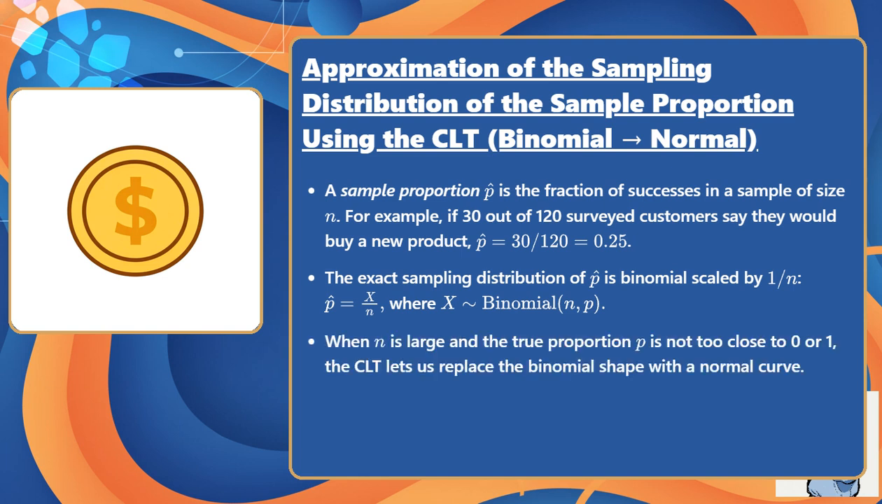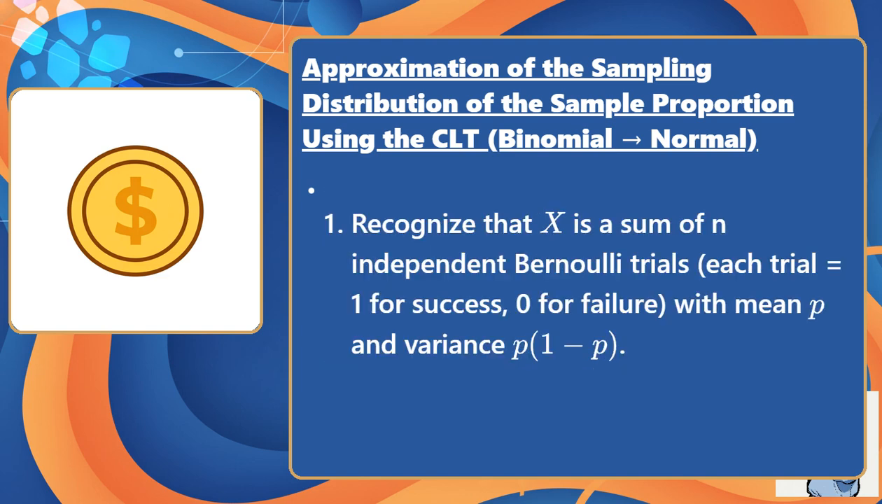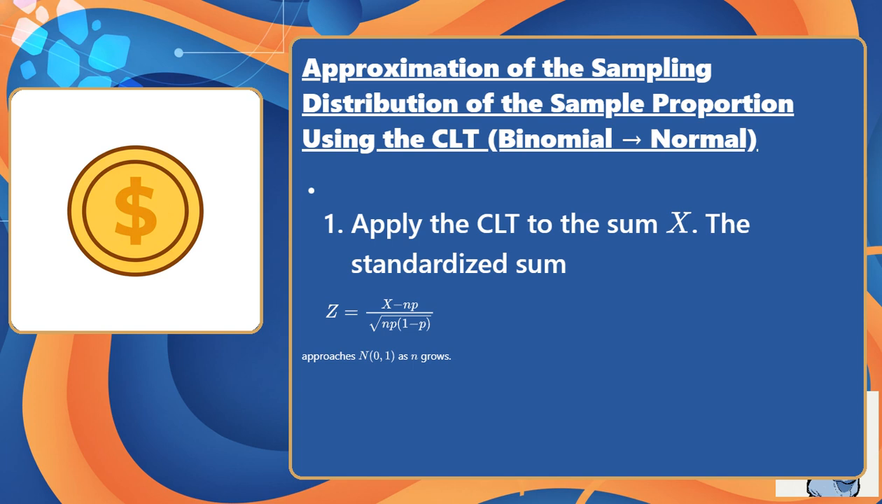When n is large and the true proportion p is not too close to 0 or 1, the central limit theorem lets us replace the binomial shape with a normal curve. The key steps are: Step 1. Recognize that X is a sum of n independent Bernoulli trials. Each trial equals 1 for success, 0 for failure, with mean p and variance p times 1 minus p. Step 2. Apply the central limit theorem to the sum X. The standardized sum Z equals X minus np divided by the square root of np times 1 minus p. It approaches a normal distribution with mean 0 and variance 1 as n grows.